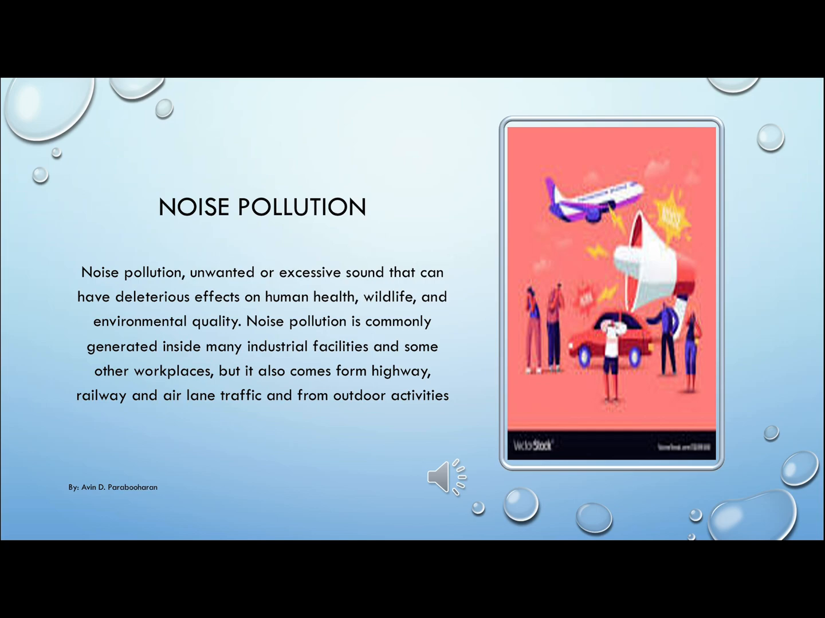Noise pollution. Noise pollution, unwanted or excessive sound that can have deleterious effects on human health, wildlife, and environmental quality. Noise pollution is commonly generated inside many industrial factory facilities and some other workplaces, but it also comes from highway, railway, and airline traffic and from outdoor activities.